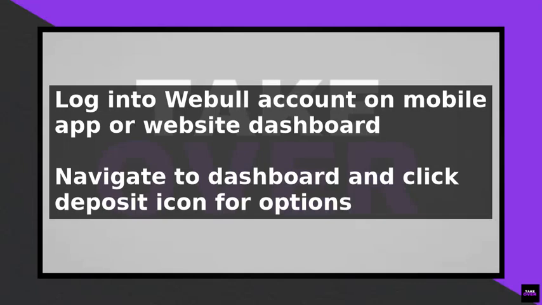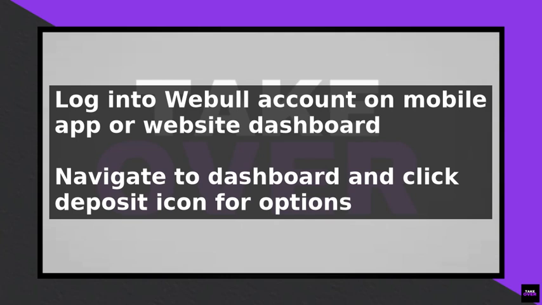To add funds in Webull, start by logging into your Webull account on the mobile app or website. Once logged in, navigate to the dashboard and click on the deposit icon, which is usually represented by a plus sign or the word deposit.